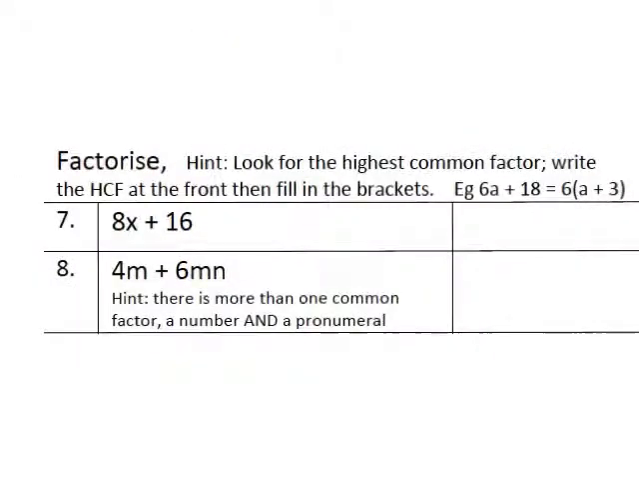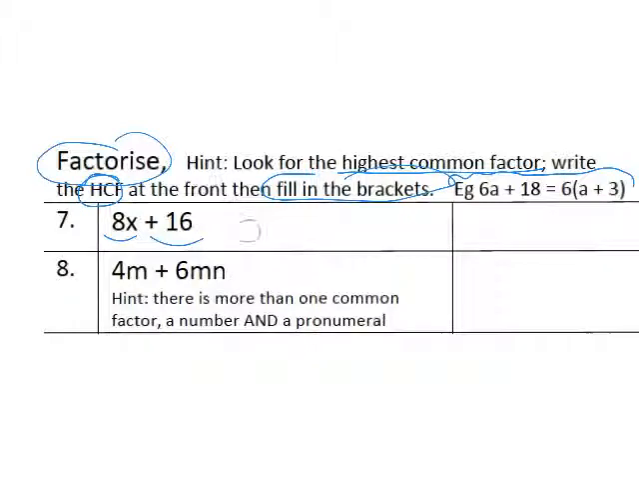Okay, question 7 we're up to, where it says we have to factorise, and the hint says we have to look for the highest common factor and write the highest common factor at the front and then fill in the brackets. And there's an example you could have a quick look at just over here. I'm looking for what's a factor that goes into 8x but also goes into 16.